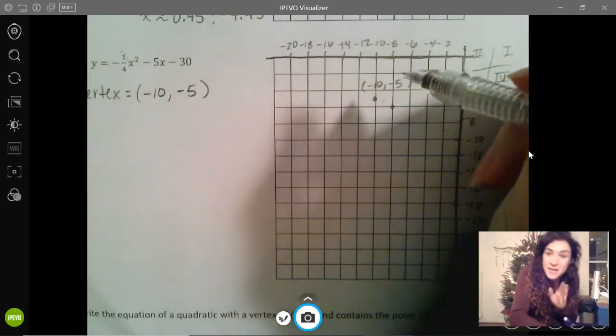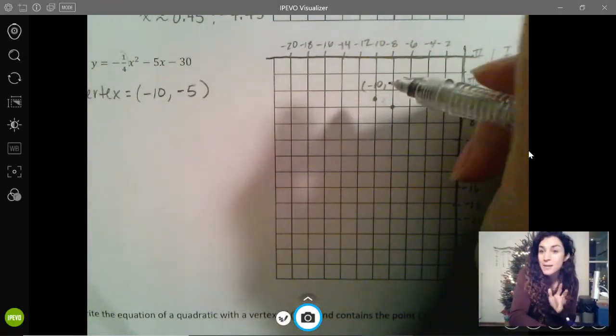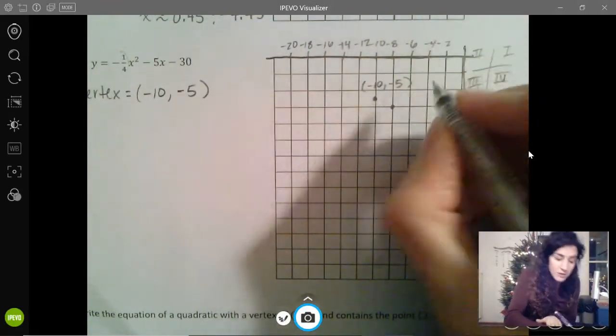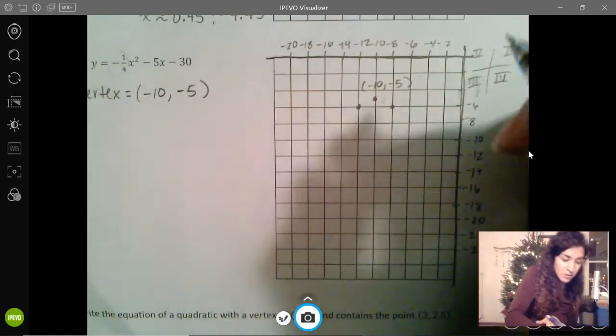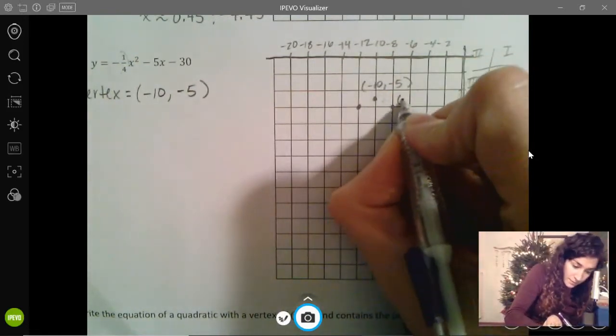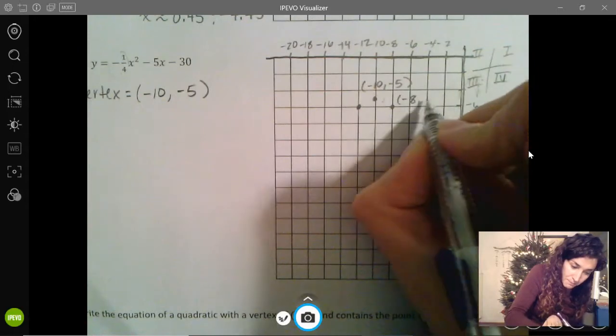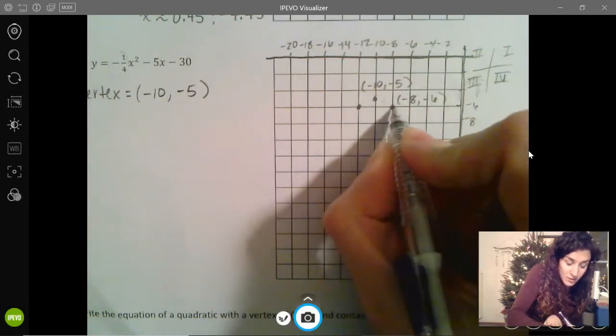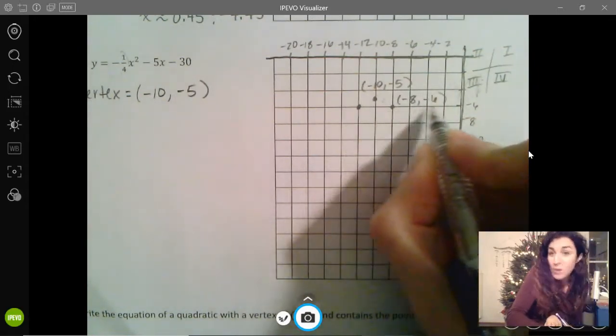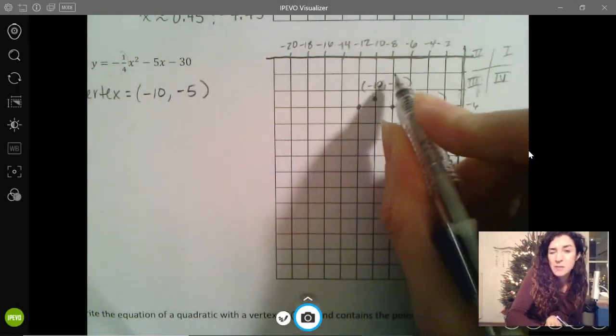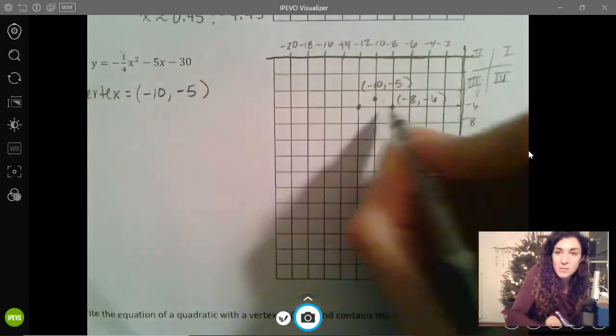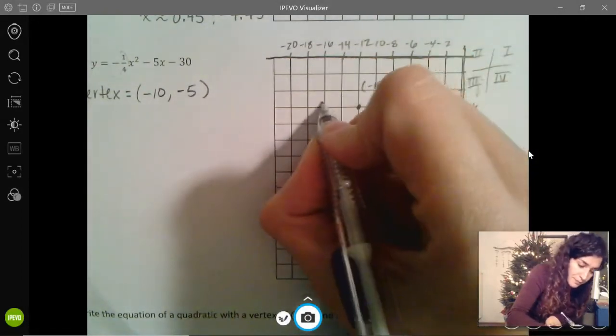And because I know that parabolas are symmetric across our axis of symmetry, there's also going to be a point over here. This point is -8, -6. That's a point towards having this labeled. Now I don't have to count 2, 4, 6 that it's labeled, and I can just know it.